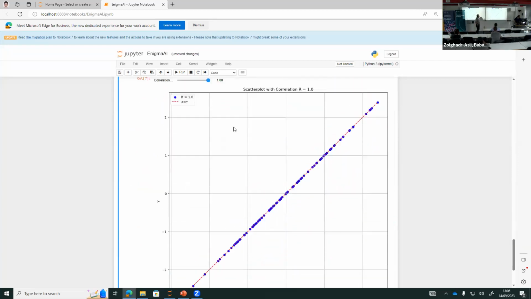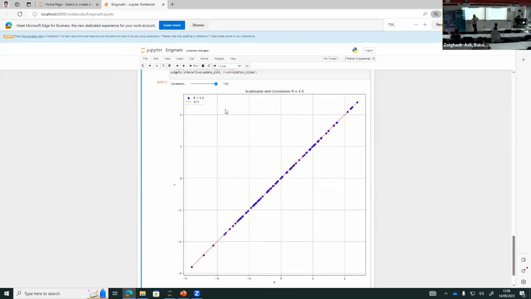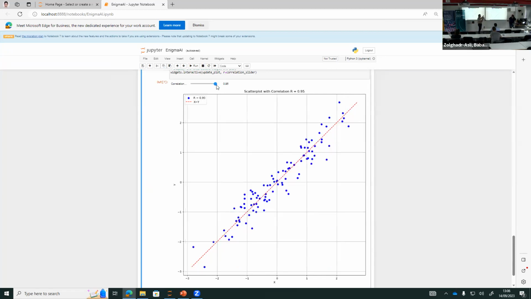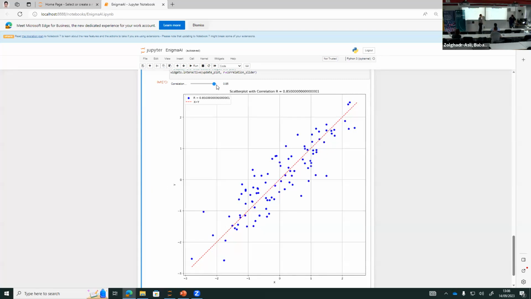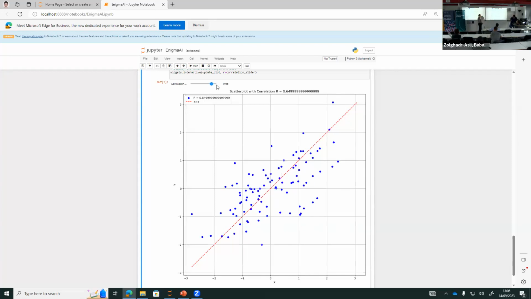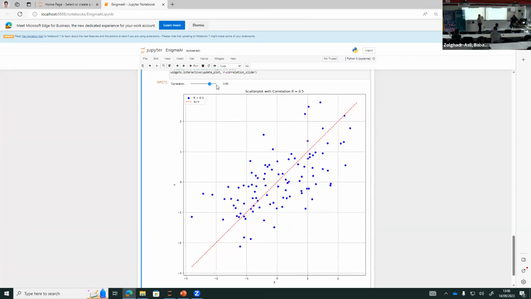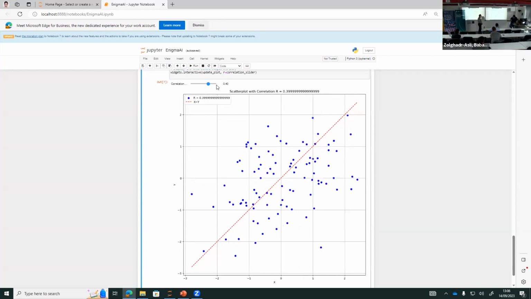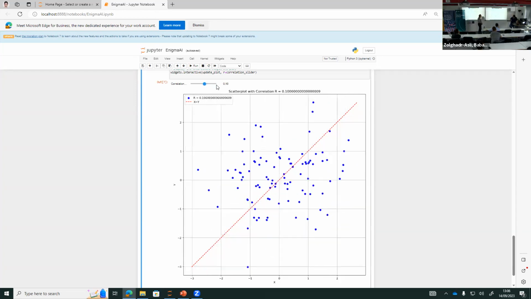If all of the predicted values are exactly equal to the observation values, it means that I have a very good, ideal regression model. In this case, the correlation coefficient is equal to 1. By getting far from the observation values, you can see the correlation coefficient reduces, reaching r equal to 0.